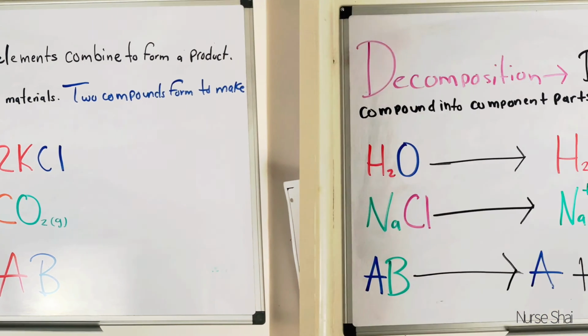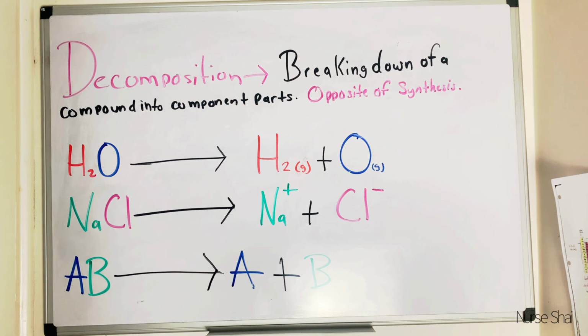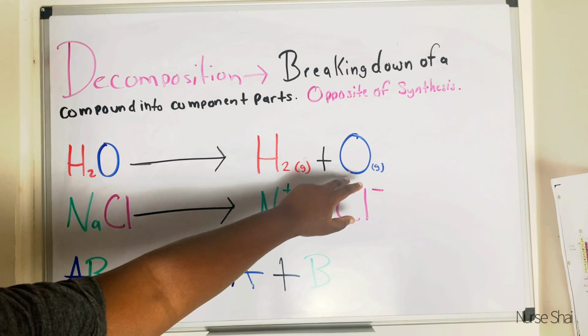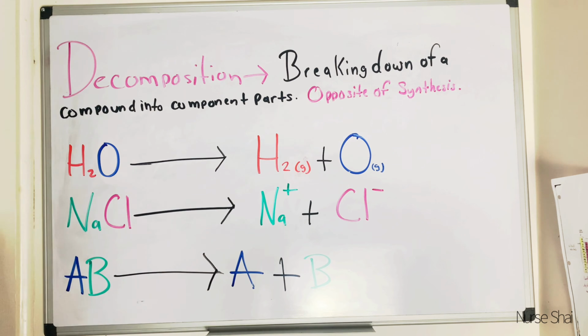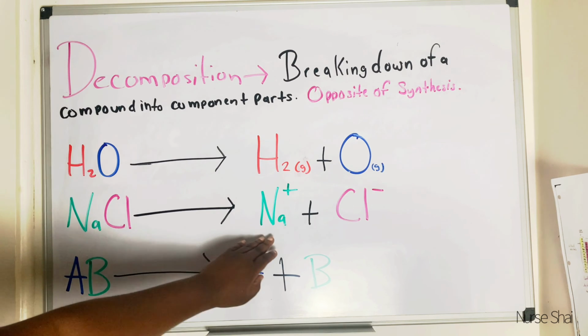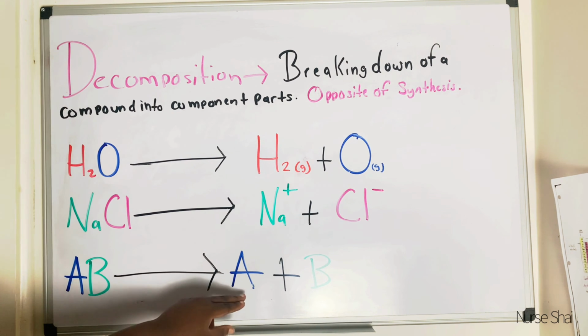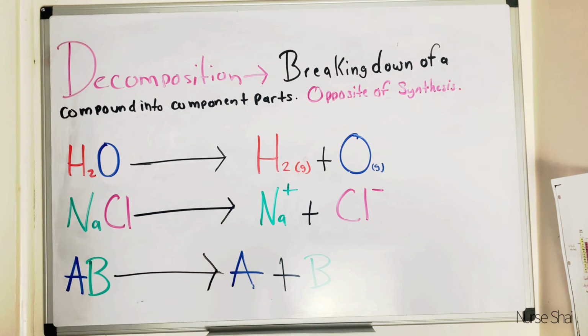Decomposition is the breaking down of compounds into component parts. This is the opposite of synthesis. For example, we have H2O. What a decomposition reaction does is break down the hydrogen and the oxygen separately. The next example we have is sodium chloride, and it broke down the sodium and the chlorine apart. To further illustrate that, if you had A and B together, a decomposition reaction will break down A and B as 2 separate components.